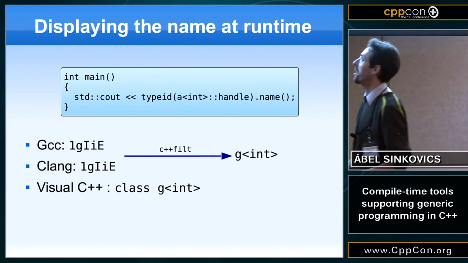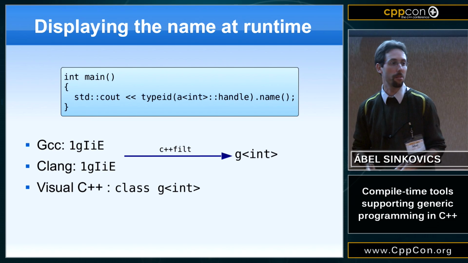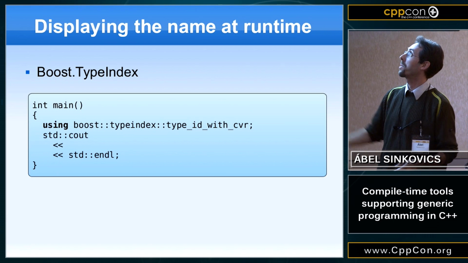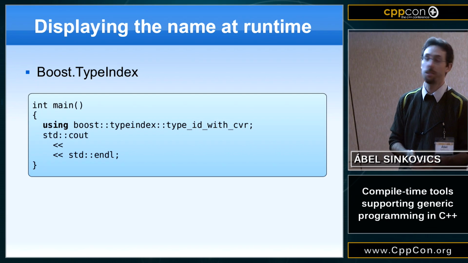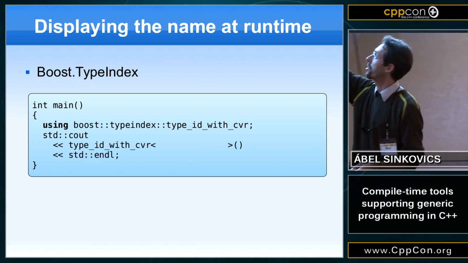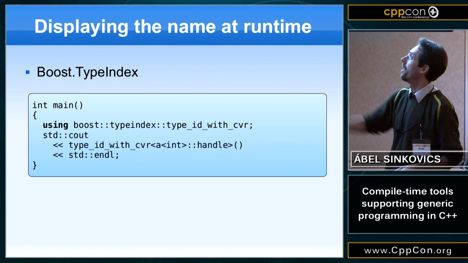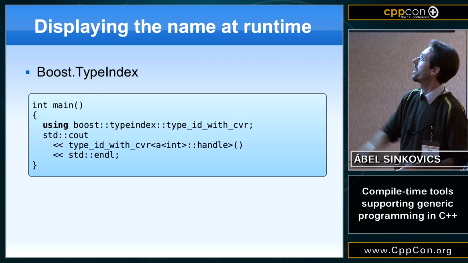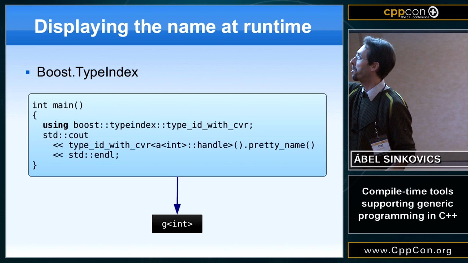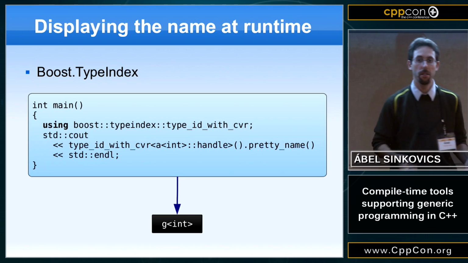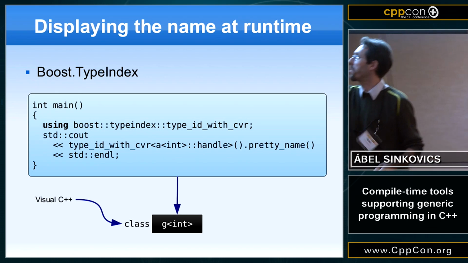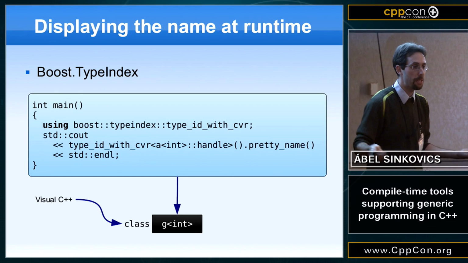If you're using Visual C++, then you get the right answer right away. If you don't want to use an external utility with Clang or GCC, then you can use the Boost type index library, which can be used in a similar way. You instantiate type ID with CVR with the type in question. You call pretty name on it, and it will print gint for you. So it will do the demangling of the type name as well. In Visual C++, it will print class gint, but basically you get the answer.